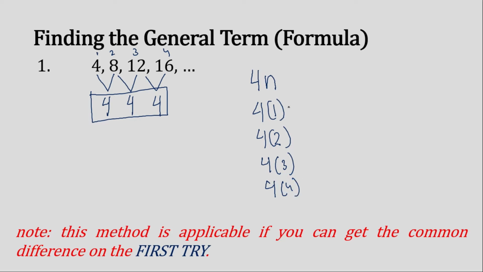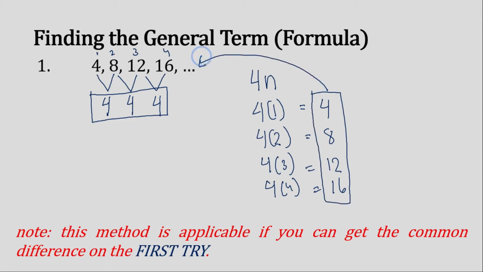Now let's try to evaluate this. 4 times 1 is 4, 4 times 2 is 8, 4 times 3 is 12, and 4 times 4 is 16. On the first try, we already get the terms that are given in this problem. So therefore, using this method, we can say that the formula or the general term for this sequence is a sub n is equal to 4n.